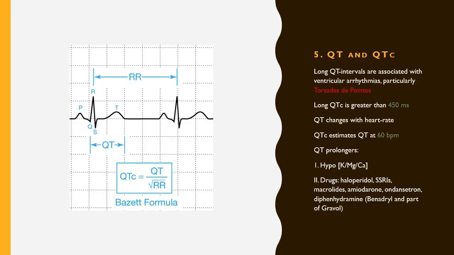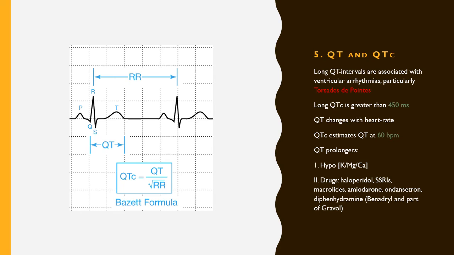Regarding the QT and QTc, the QT changes depending on the heart rate. Therefore, the QTc estimates QT at 60 beats per minute, kind of like a weird standardization. Long QT predisposes to torsades de pointes, which is characterized by wide and bizarre and inconsistent QRS complexes, and is actually quite pretty. Calculate QTc via this nifty formula from our friend Bazett.